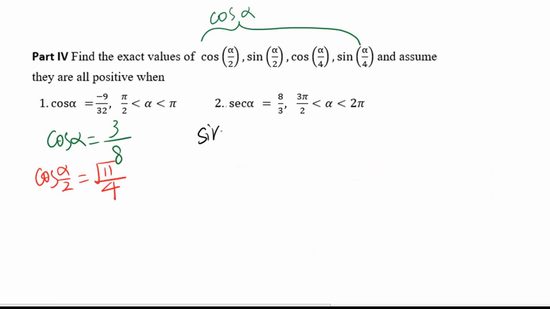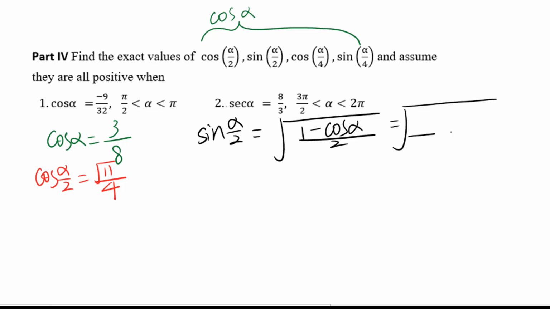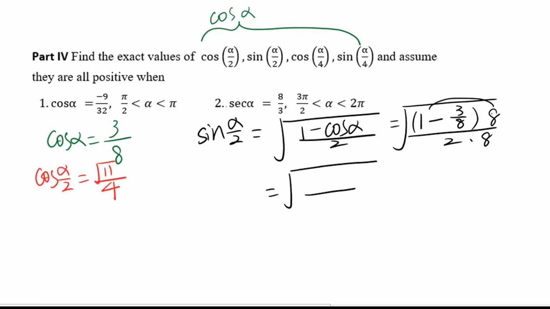So for sine alpha over 2 equals square root of 1 minus cosine alpha over 2. So you get 1 minus 3 over 8, over 2. Then we multiply by 8, top and bottom. You will get square root. Distributive property, you will get 8 minus 3 over 16. That you will get square root of 5 over 4.